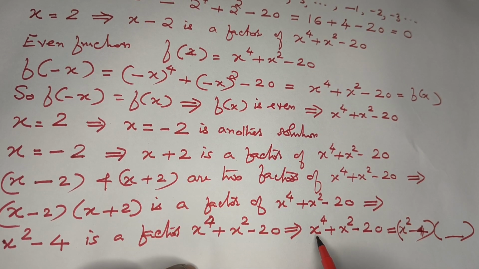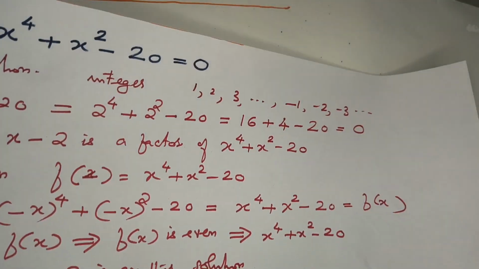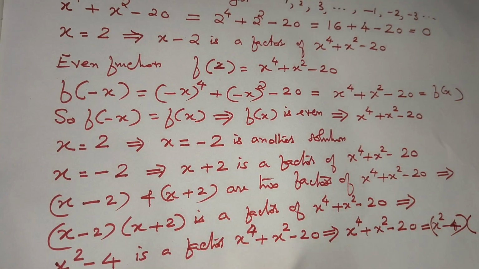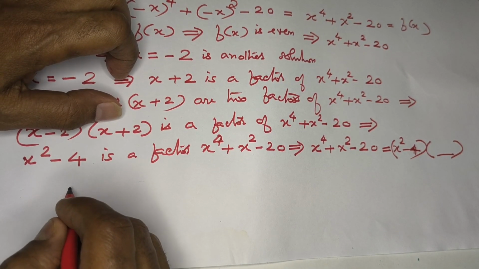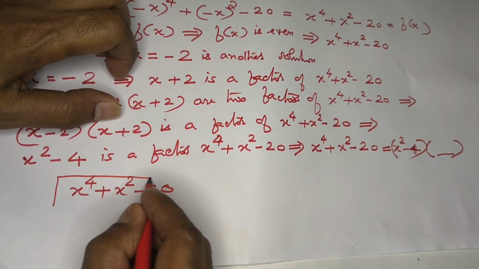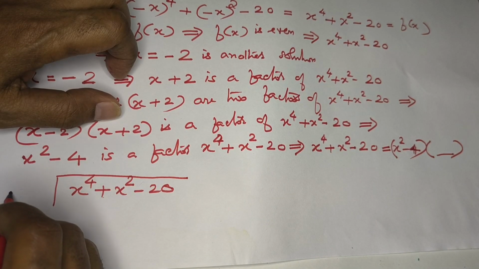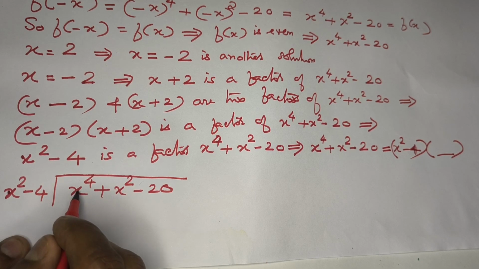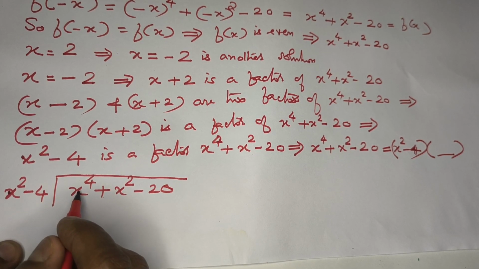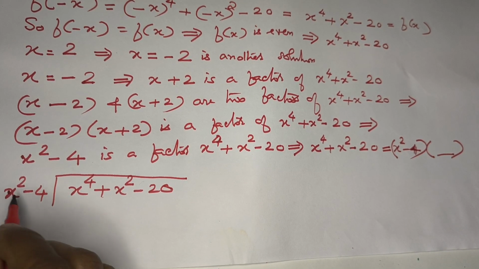All you need to do is divide this polynomial x power 4 plus x squared minus 20 by x squared minus 4. How do you do that? You need to know how to divide a polynomial by another polynomial. You write this polynomial first. Then, like in number division, there is the polynomial to be divided, and the divisor is x squared minus 4. This is what you do here. You divide the first term of the polynomial to be divided, which is x power 4, by the first term of the divisor polynomial, which is x squared.